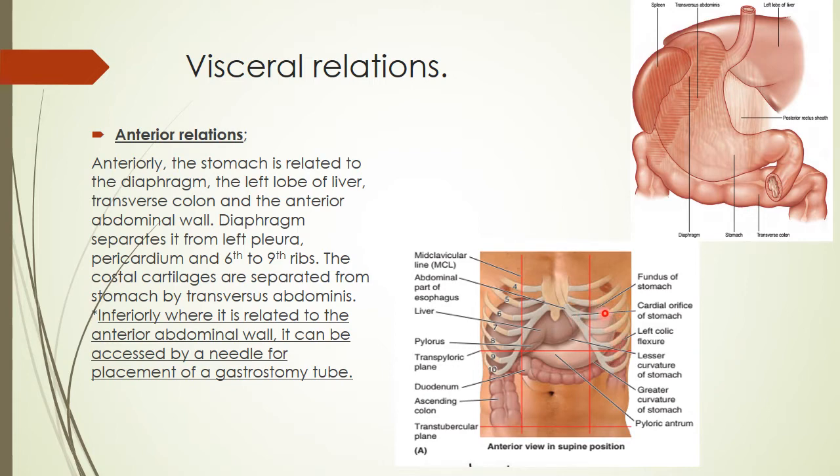The diaphragm separates it from the 6th to 9th ribs, while the costal cartilages are separated from the stomach by the transversus abdominis muscle. Below the left lobe of liver, this area of the stomach is related to the anterior abdominal wall, and this is the area where a gastrostomy tube can be inserted when the patient can't take food orally.